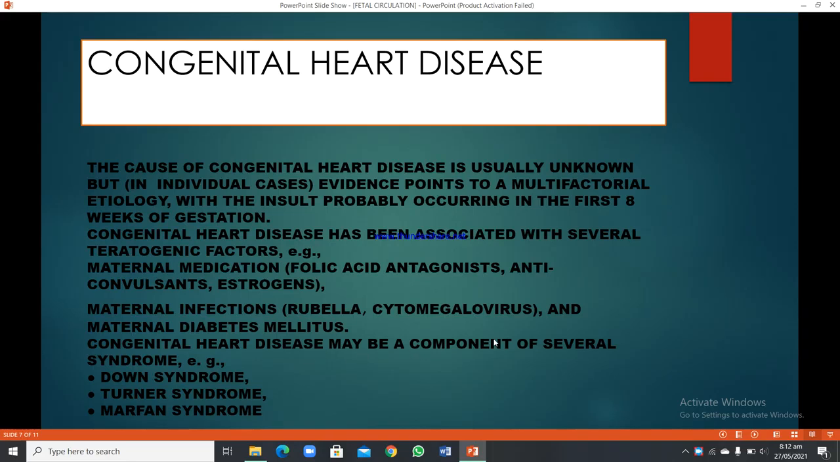Congenital heart disease may be a component of several syndromes, for example, Down syndrome, Turner syndrome, Marfan syndrome. As far as diabetes is concerned, if a woman or couple is planning to conceive, they should visit the gynecologist before she conceives, that is in the pre-pregnancy period. Nowadays, it is the era of antenatal care, and I emphasize even more this pre-pregnancy care, because this is the time when the diabetes should be controlled. She should have strict control of the diabetes before she plans to conceive.